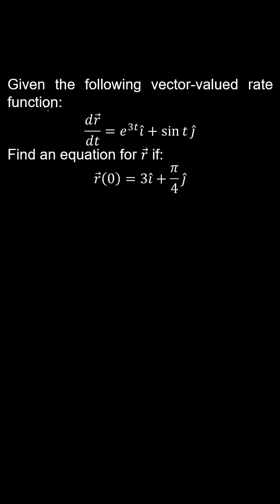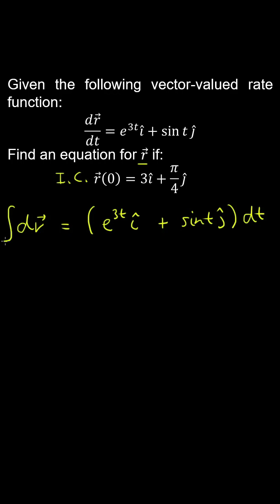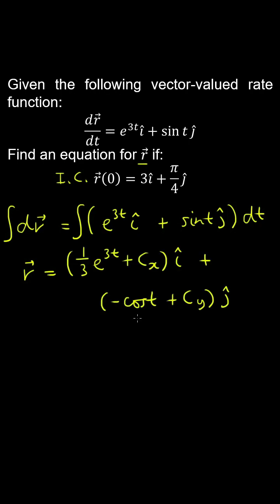Given the following vector valued rate function, find an equation for r if we have the following initial condition. So if we separate the variables and integrate both sides of the equation, then we obtain the following result, where cx and cy are the constants of integration.